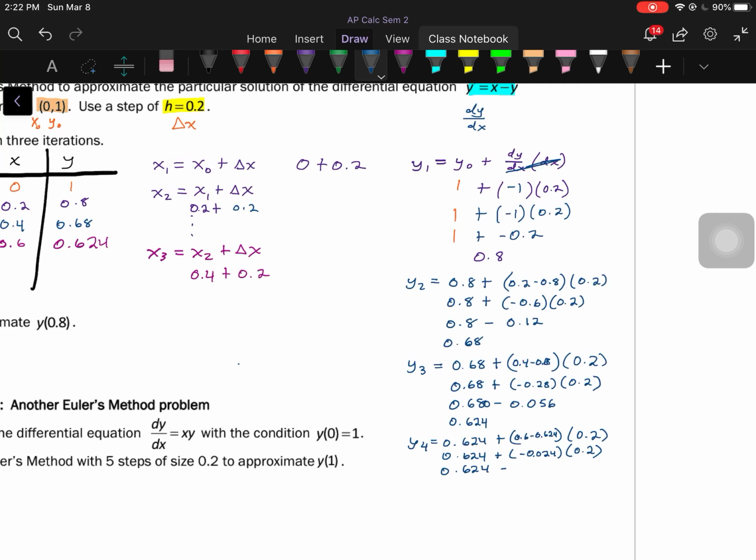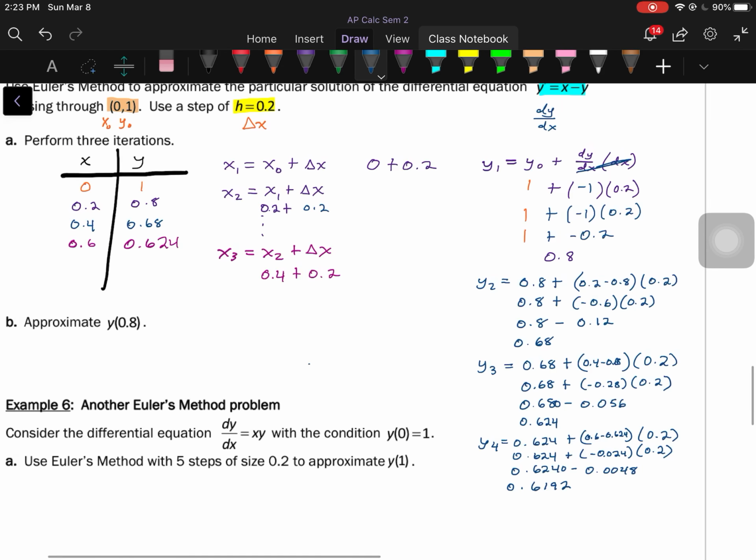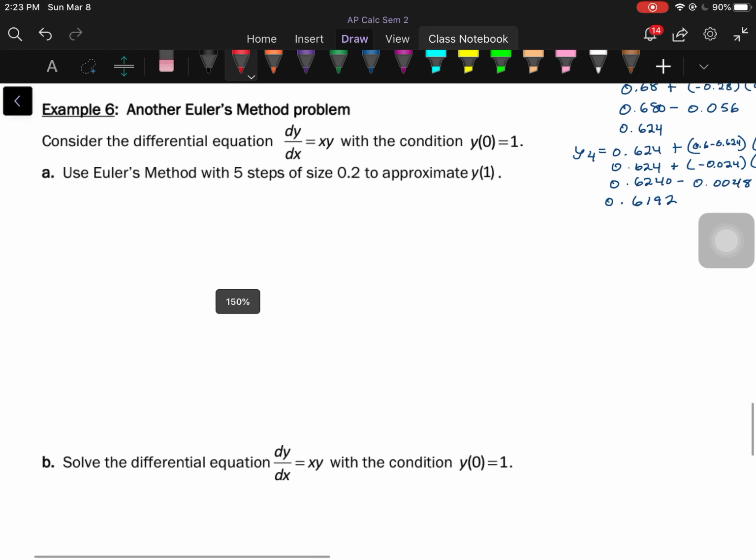0.624 minus 0.0048, an extra 0, and I get 0.6192. And that's the estimate when x is 0.8, I would get 0.6192. And this is Euler's method. You're essentially just using this process to estimate what the next x values and next y values are going to be. Let's do another one.